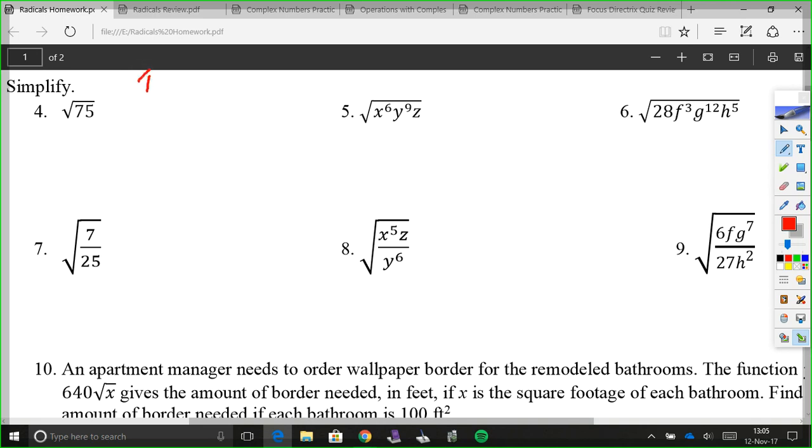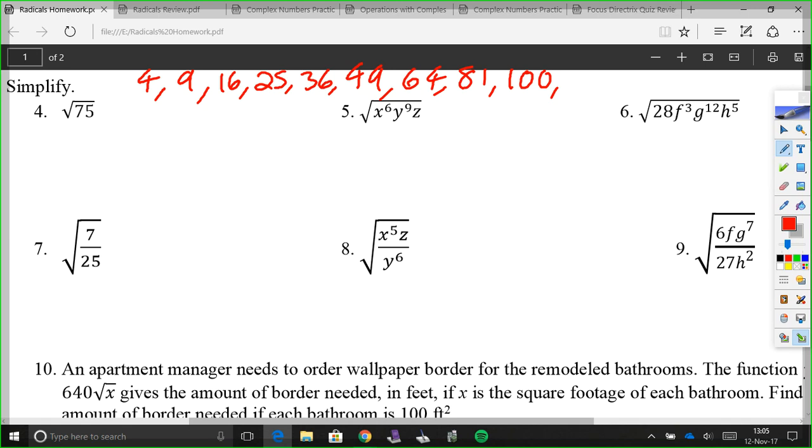Now I'm going to list down the perfect squares. 2 squared is 4, 3 squared is 9, 4 times 4 is 16, 5 times 5 is 25, 6 times 6 is 36. You keep going, 7 times 7 is 49, 64 is 8 squared, 81, 9 times 9, 100. You can keep going, but I think this is all we're really going to need for this. Maybe not even that many.